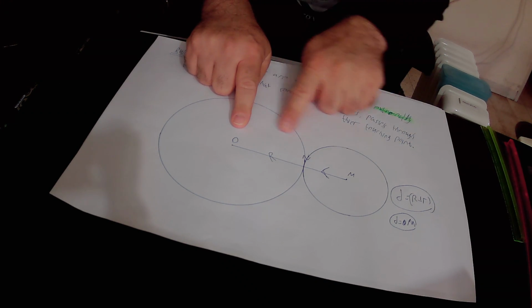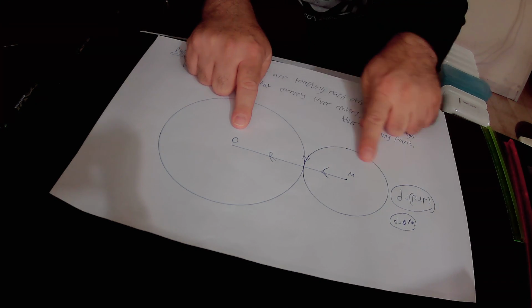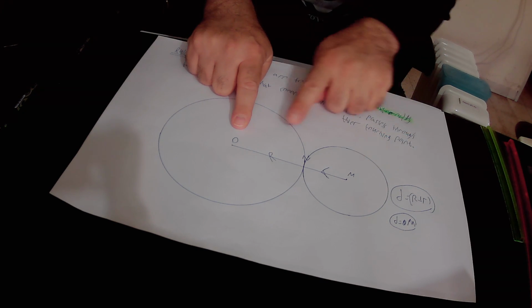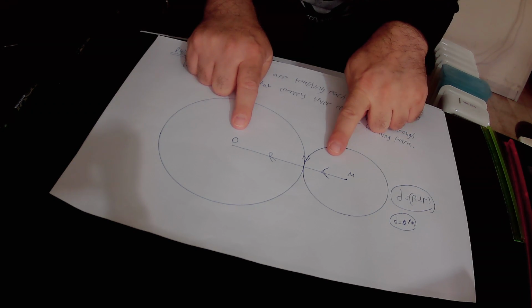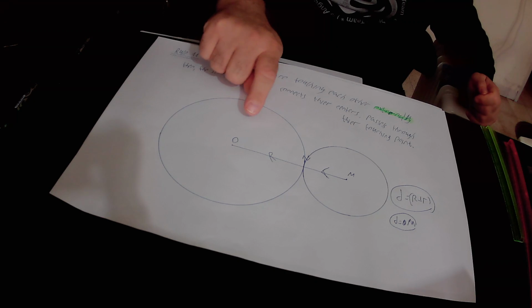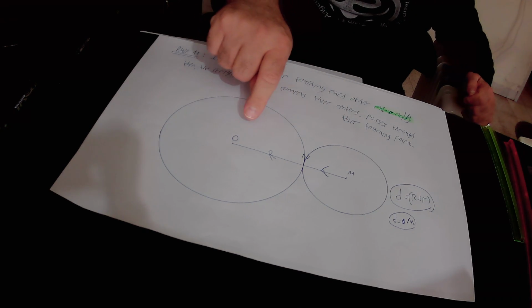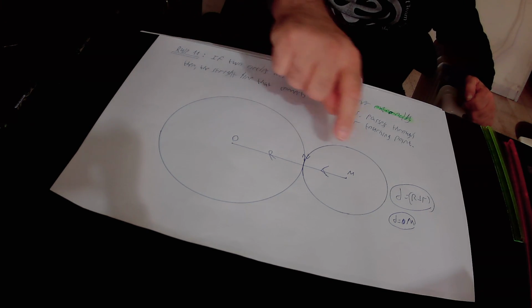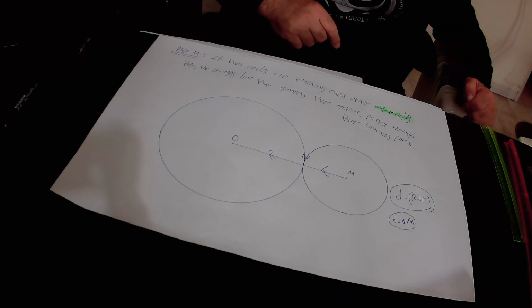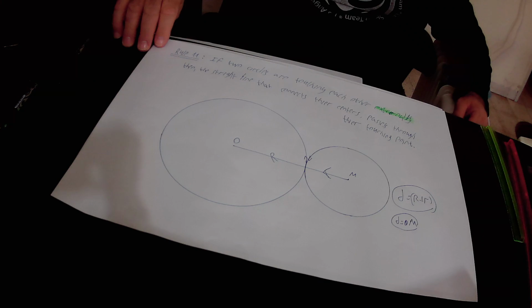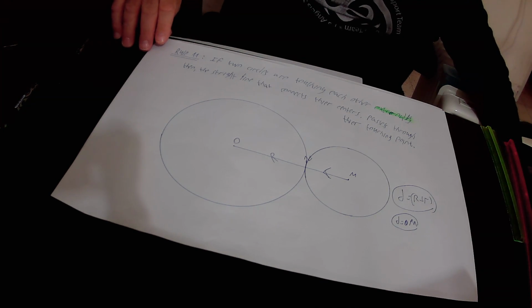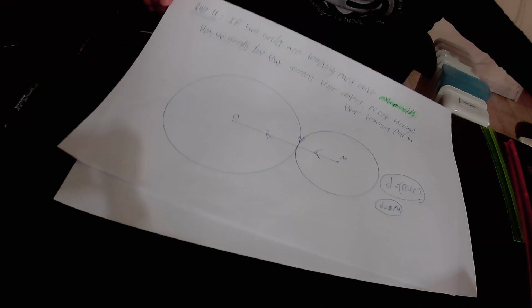Why? Because OM is one straight line. Therefore OM equals capital R plus small r. D, the distance between their centers, that is to say OM equals capital R plus small r. Okay? So we actually can implement those two new rules in our drawing.